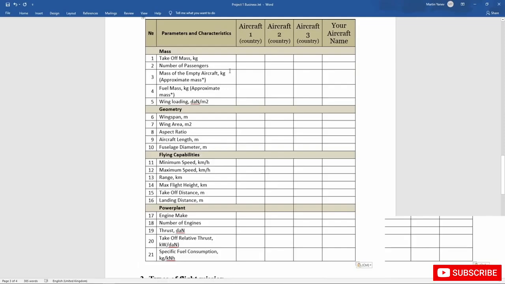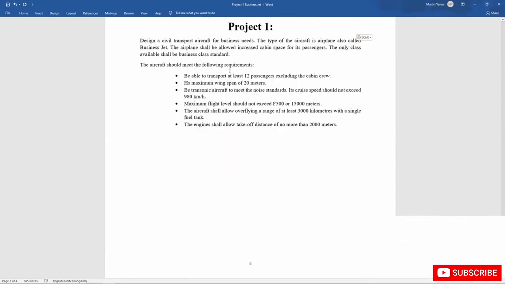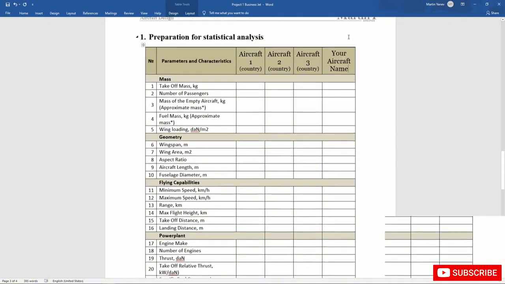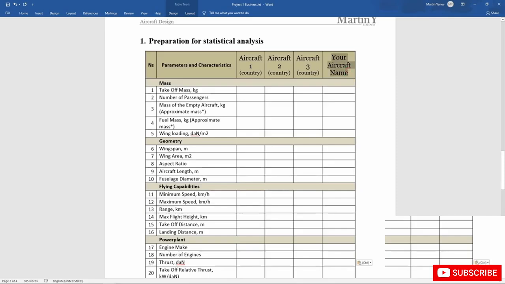So the first thing you need to do, as you know the requirements for your aircraft, is to search for aircrafts that have 12 passengers or around 12. They could be more, they could be less. You need average data. It is very hard to find exactly the same aircrafts with exactly the same parameters that were given to you. So let's first name our aircraft, and I'll name it Business Fly, okay? Because it is a business jet, so I think it's quite a good name for an aircraft.